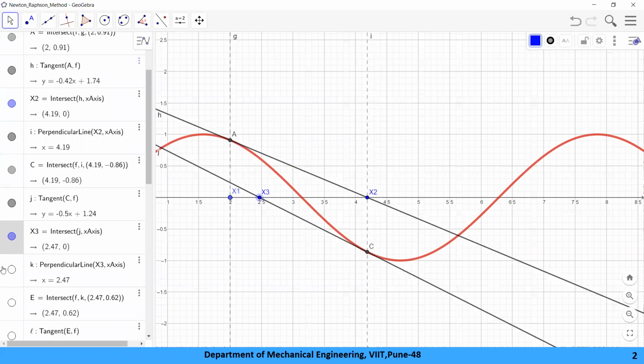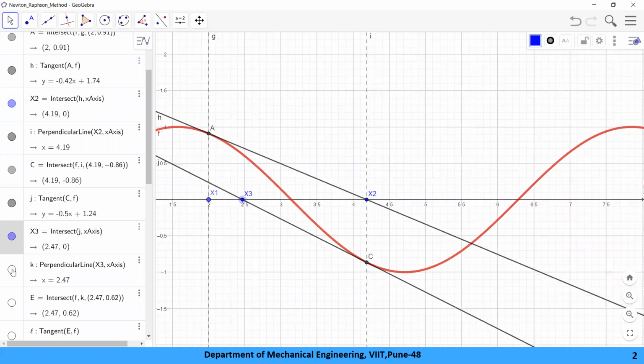I hope you are understanding this. Please pay attention. So again same x3 से क्या करूंगा मैं? I'll calculate a E point. E point के coordinate x3, y3. y3 is equal to f of x3. Then tangent at E point to the curve.